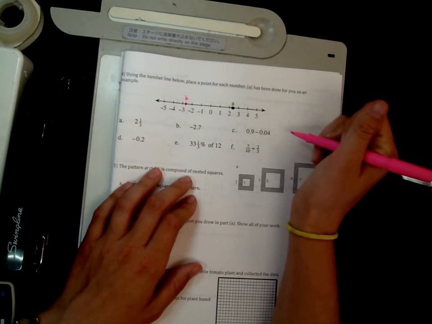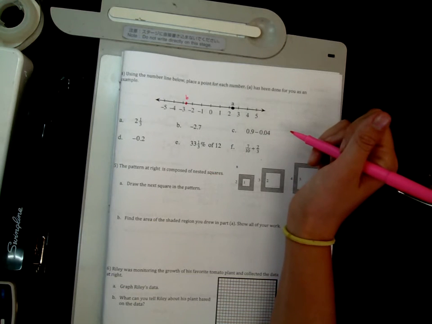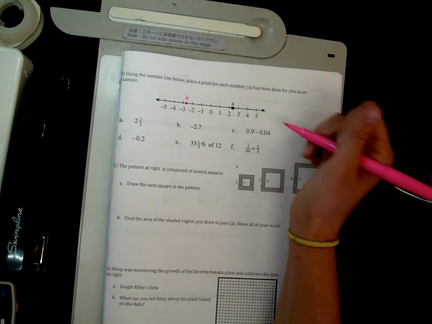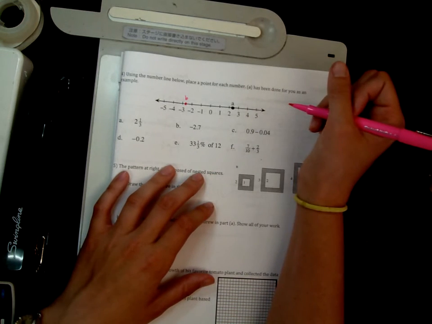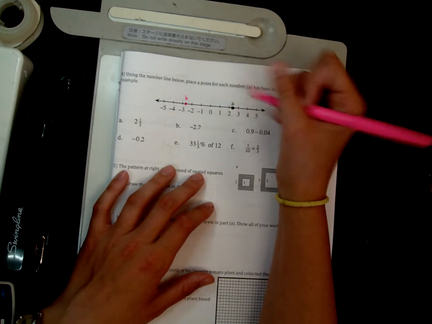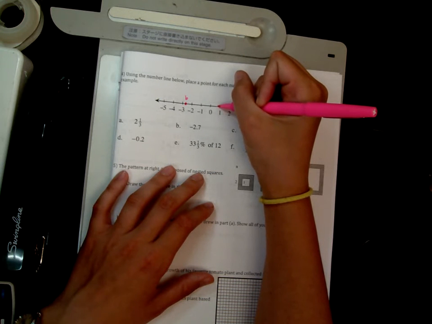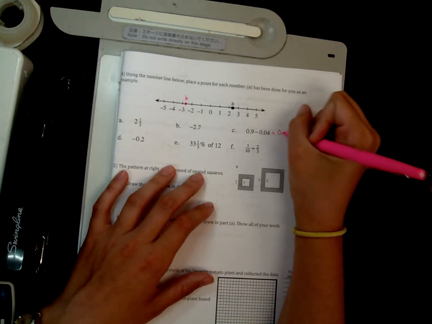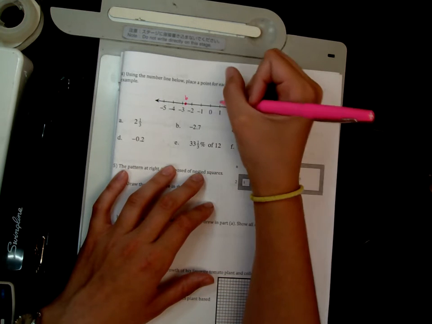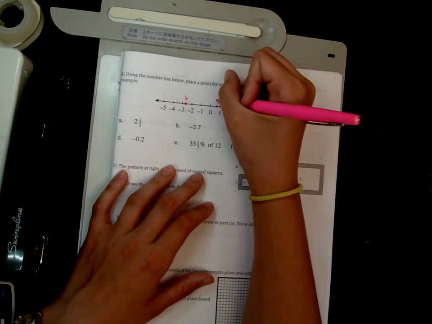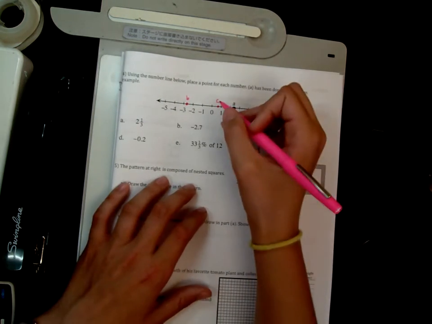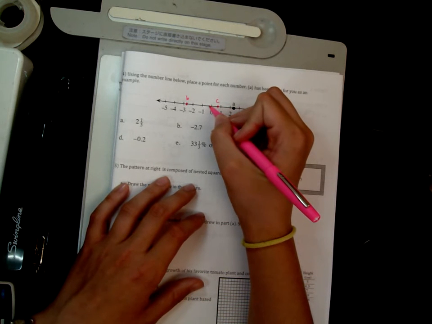C is 0.9 minus 0.4. I'm going to start at 0.9, which is right about here, just before 1. That's 0.9 minus 0.4, so that's going to be 0.86, which is right about here. Negative 0.2 is less than negative 1/2, so that's right about here.